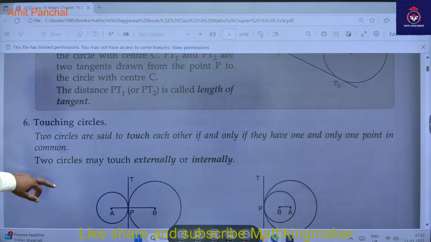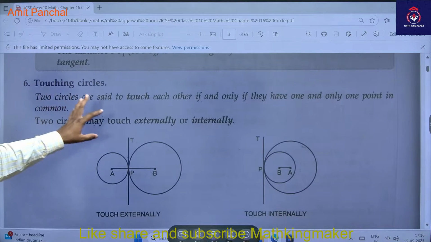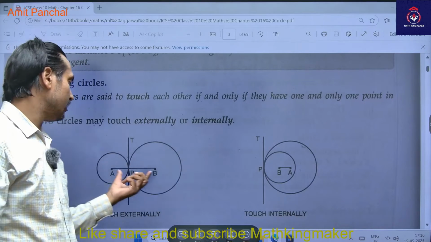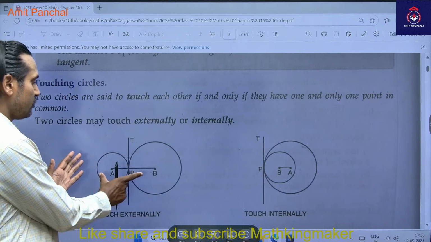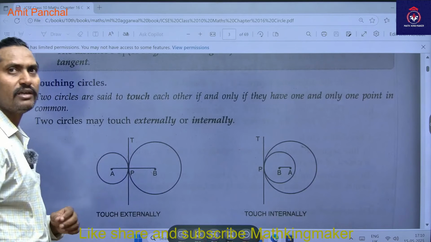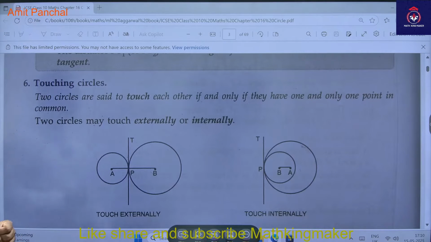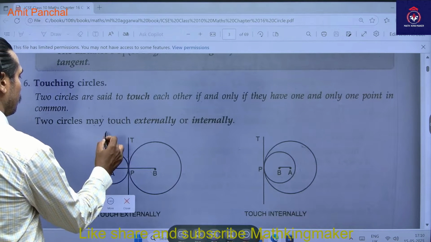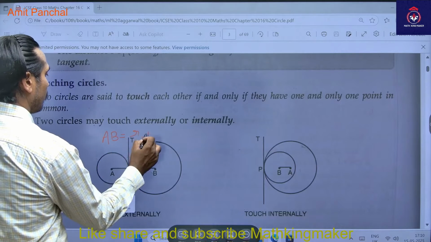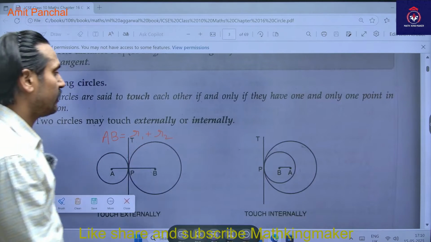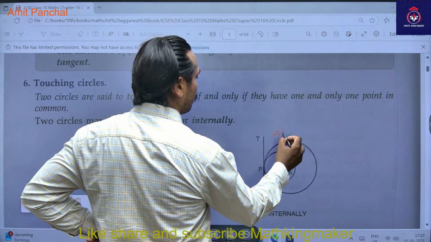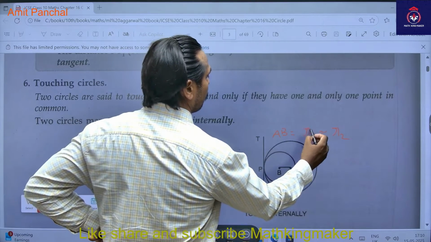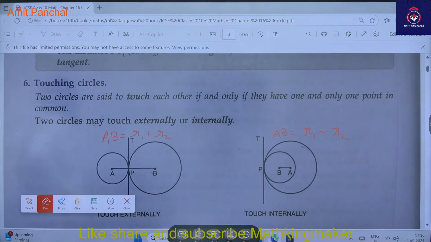Like, to recap: two circles may touch externally or internally. If they are touching externally, then the distance between the centers will be equal to the sum of the radii. In this scenario, AB will be equal to R1 plus R2. And in this scenario, AB will be equal to R1 minus R2, the difference of the radii.